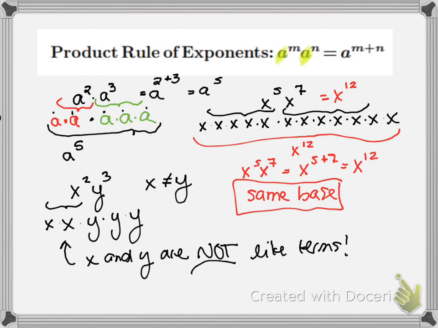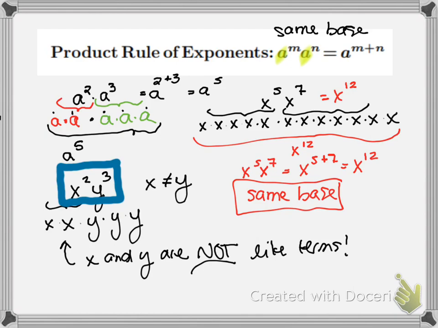They're different letters, right? Different variables, presumably representing different numbers, okay? So there's nothing we can do. Our final answer is literally just to leave this by itself. So please note that the product rule only works when you have the same base. It does not work if you have a different base. Okay, so let's do a few examples from the textbook.